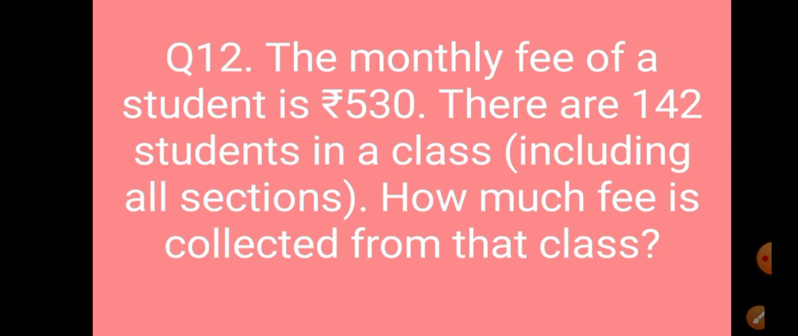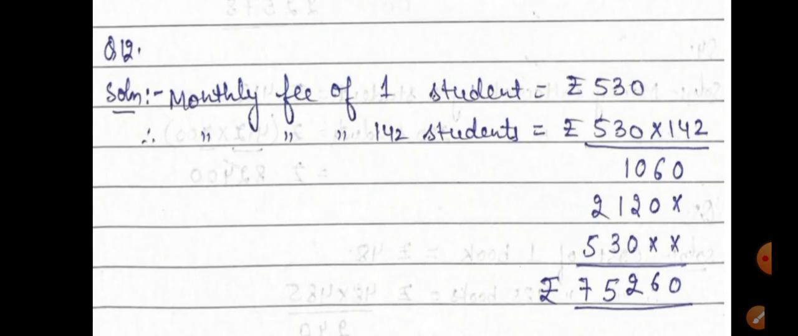Next is, the monthly fee of a student is rupees 530. There are 142 students in a class including all sections. How much fee is collected from that class? Now monthly fee of one student, that is rupees 530. So monthly fee of total students, that is 142 students, that we can find after multiplication. So multiply 530 by 142, then we get rupees 75,260.